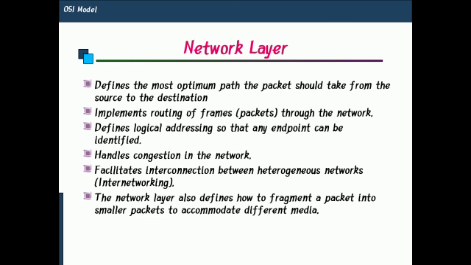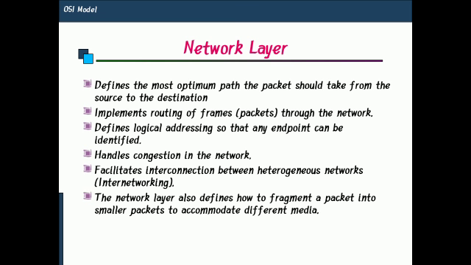Coming to the next layer, it is the network layer. It defines the most optimum path the packet should take from the source to the destination, implements routing of frames through the network, defines logical addressing so that any endpoint can be identified, handles congestion in the network, and facilitates interconnection between heterogeneous networks, that is internetworking. The network layer also defines how to fragment a packet into smaller packets to accommodate different media.